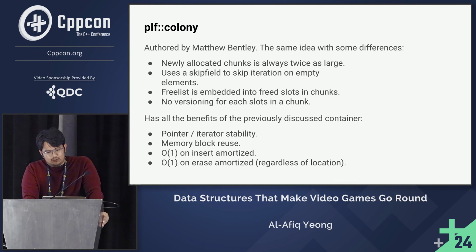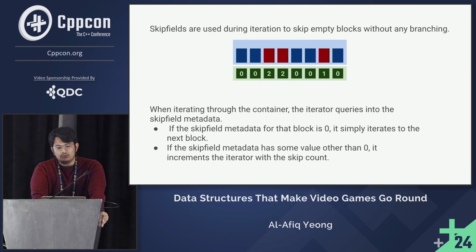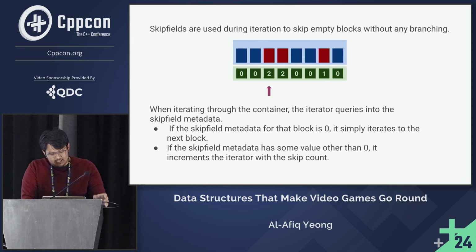So I briefly mentioned skip fields. A skip field is used during iteration to skip over empty slots without branching, right? The way it works is that as you are iterating through the container, the iterator would check the skip field that is in the slot. If it is 0, it will iterate over to the next slot. This one's 0 as well, so it's going to iterate over to the next slot. But this one, the skip field metadata contains some number. So instead of doing a plus plus, you will do a plus equals, and basically skip this empty slot and the next one.